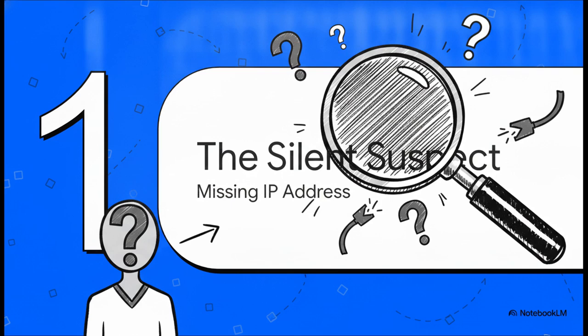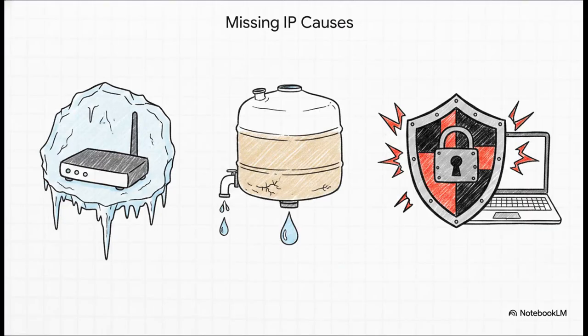Suspect 1, the silent suspect, or the missing IP. The symptom here is super obvious. Your device is physically plugged in or connected to Wi-Fi, but crickets. Completely silent. If you run an IP config check, that IP address field is just totally blank, or maybe it's endlessly stuck on acquiring network address. It has no voice.